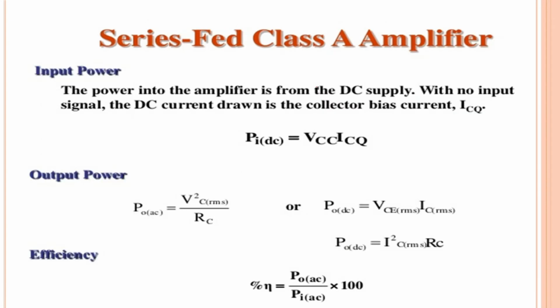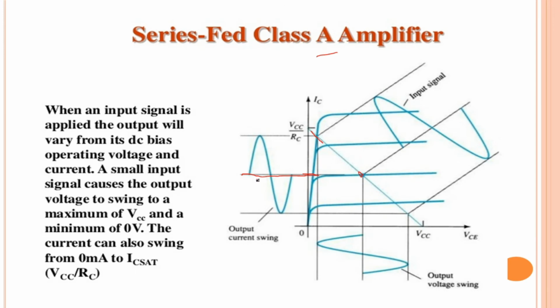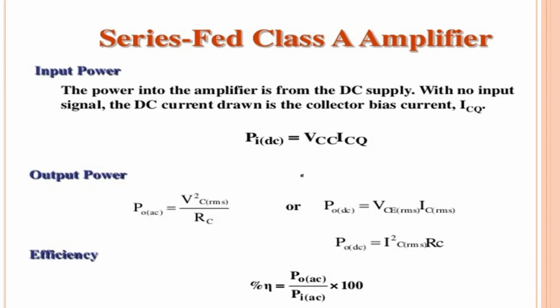We have to again derive the expression for efficiency. Now we all know that the input power is the input DC power, which is VCC into ICQ. VCC is the DC voltage and ICQ is the DC current, means corresponding to this base current, the corresponding collector current flows, which we call ICQ. So this is our input DC power.